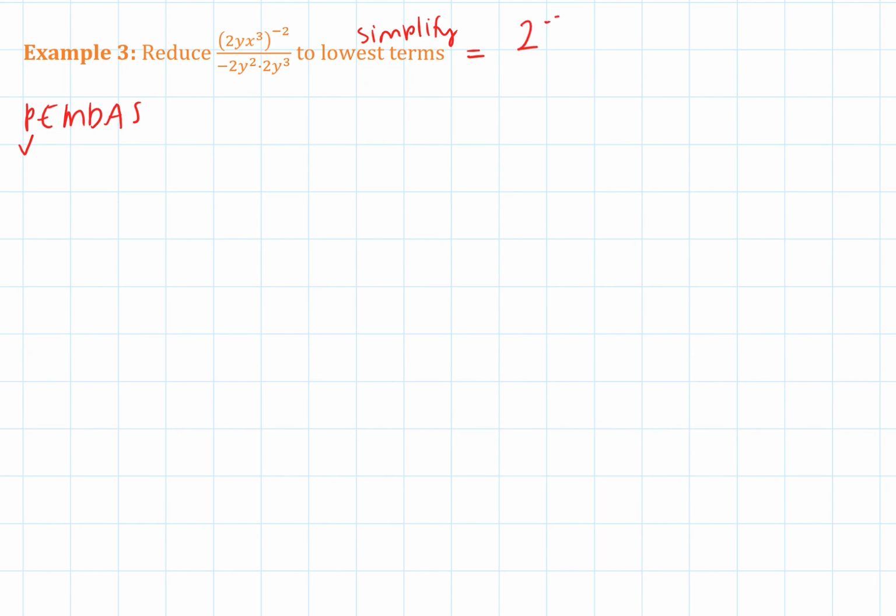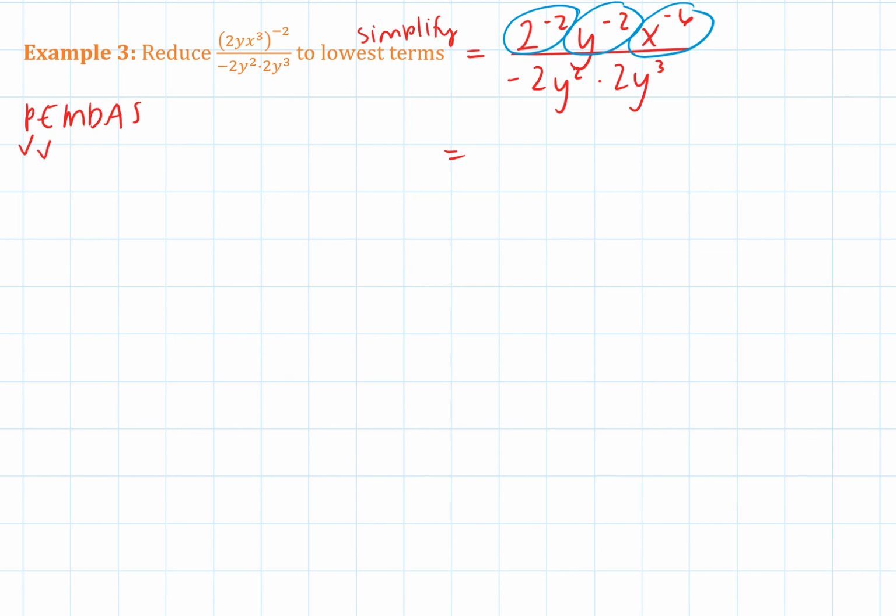So we have 2 to the negative 2. Don't forget that the coefficient 2 is also to the power negative 2. y to the negative 2, x to the negative 6, all over negative 2y squared times 2y cubed. Okay, we've dealt with that set of parentheses. Now let's deal with the exponents. Anything with a negative exponent is getting moved so that its exponent becomes positive.